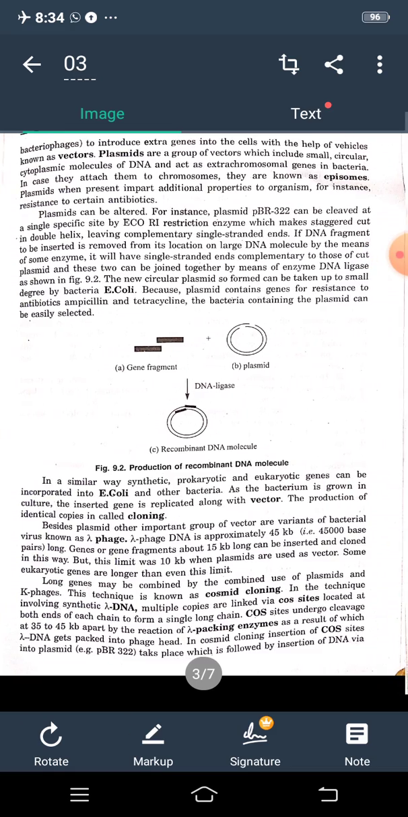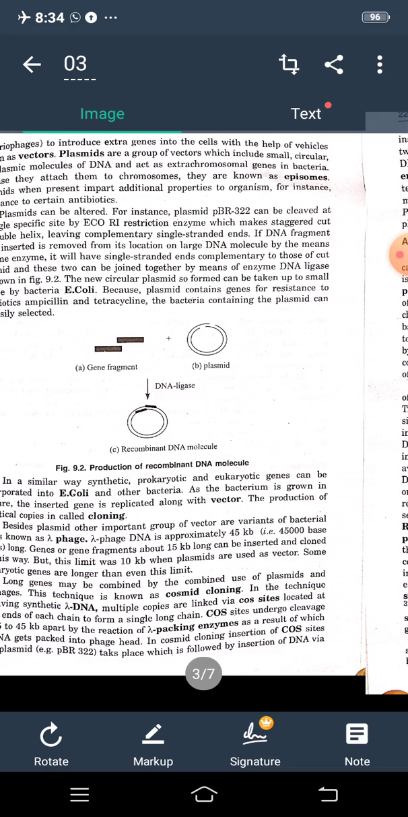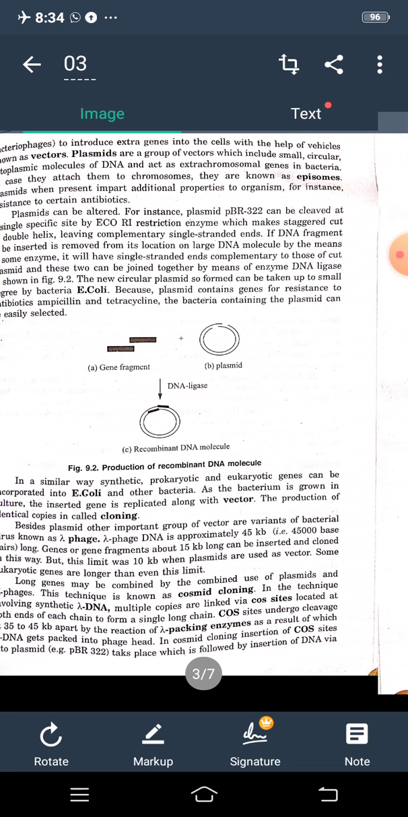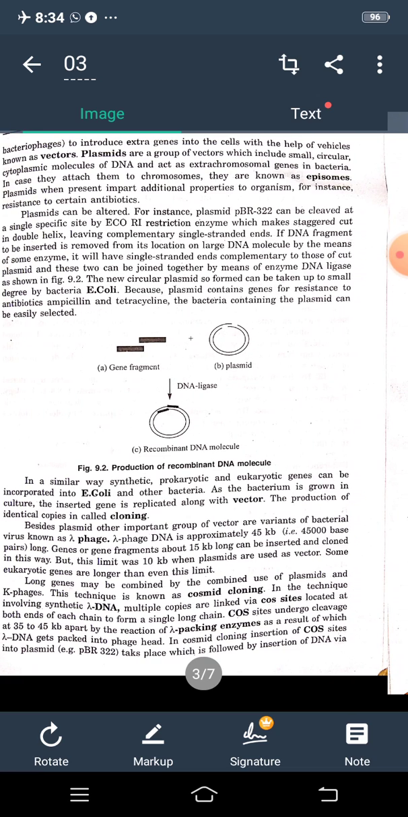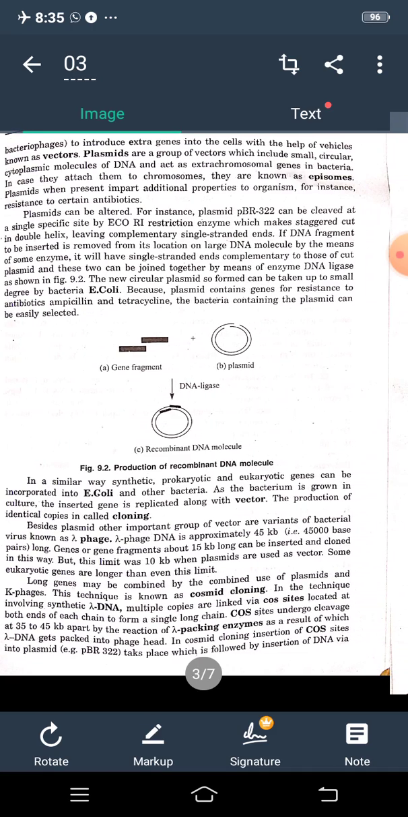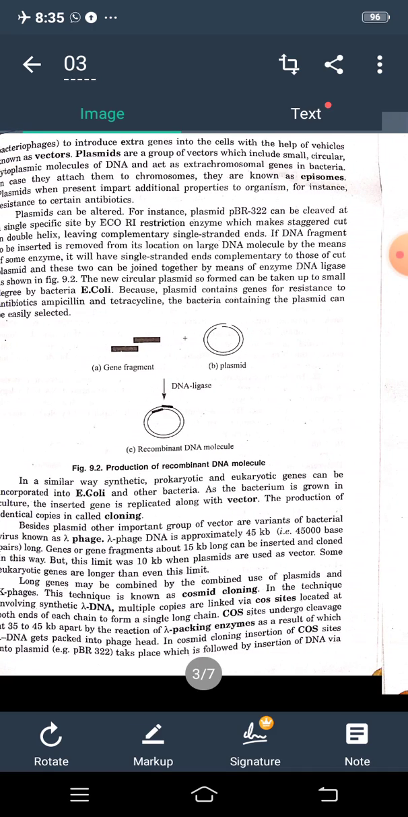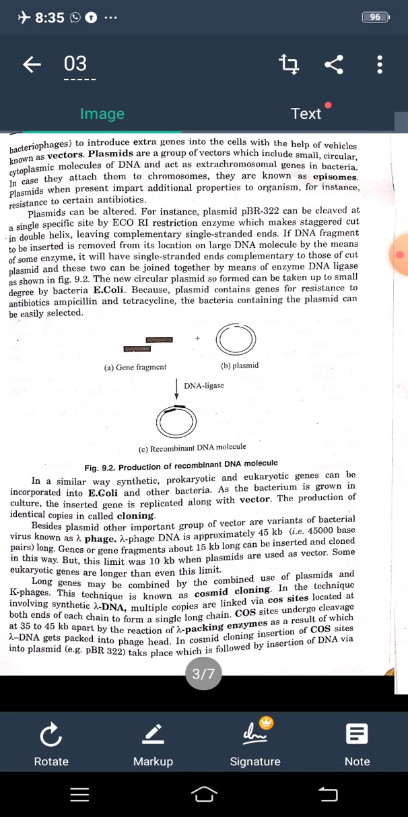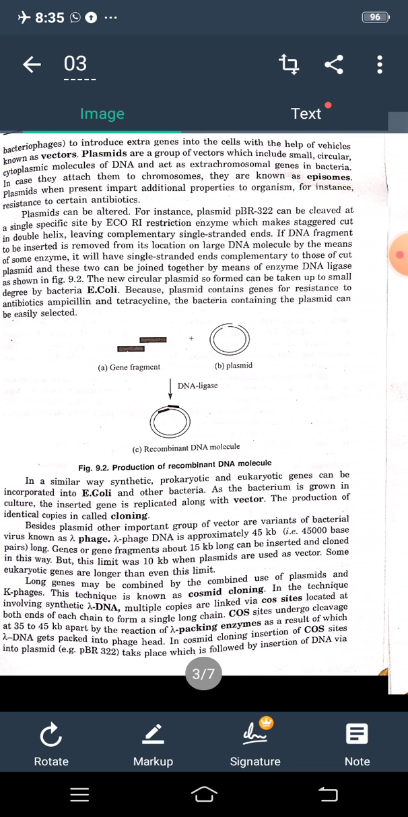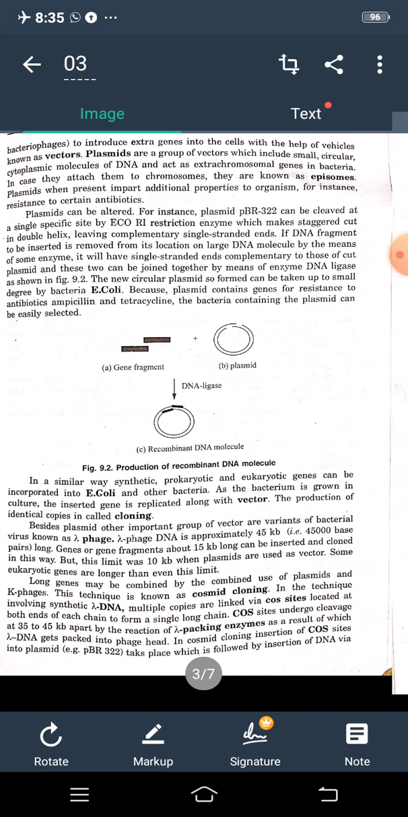So in this way we can say long genes may be cloned by the combined use of plasmids and lambda phages. This technique is known as cosmid cloning. In this technique involving synthetic lambda DNA, multiple copies are linked via cos sites located at both the ends of the chain to form a single long chain. Cos sites undergo cleavage at 35 to 45 kb apart by the reaction of lambda packaging enzymes, as a result of which lambda DNA gets packed into the phage heads.